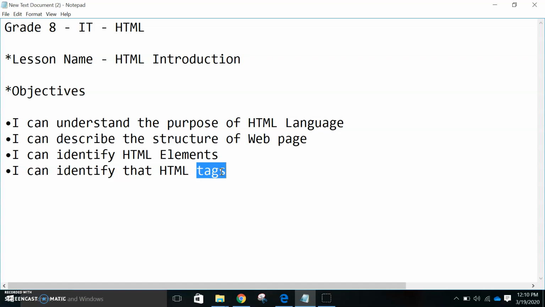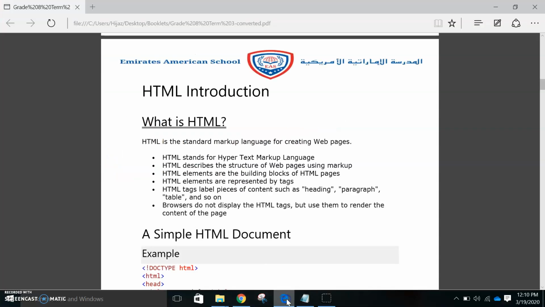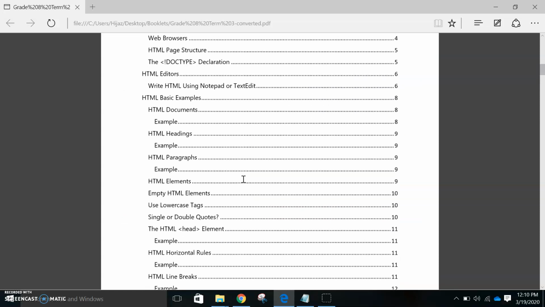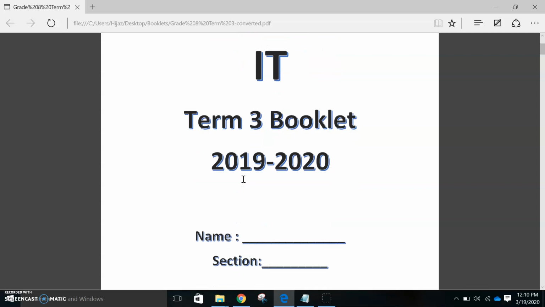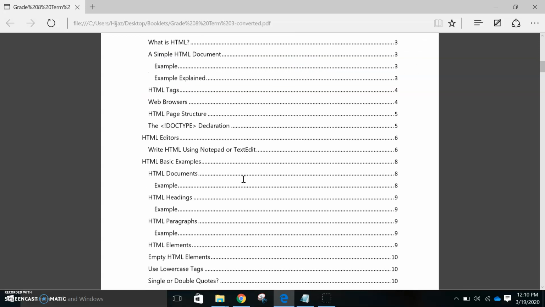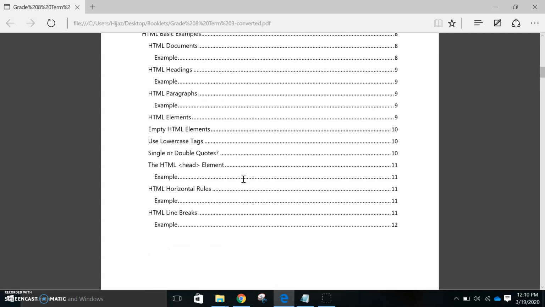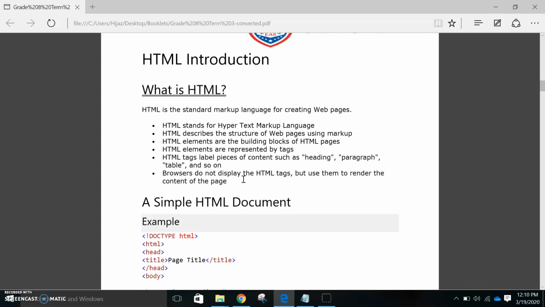Before we go into the lesson, let me show you your booklet for term 3. I think I have it here. Yes. This would be the booklet for term 3, the grade 8 IT term 3 booklet. Boys and girls, this looks complicated. Don't worry. Let us go step by step and make it easy for you. It's just that there are too many words, but it's very easy. Okay? The first topic would be HTML introduction.